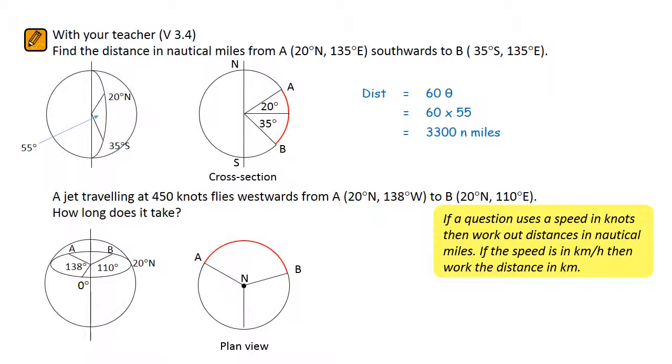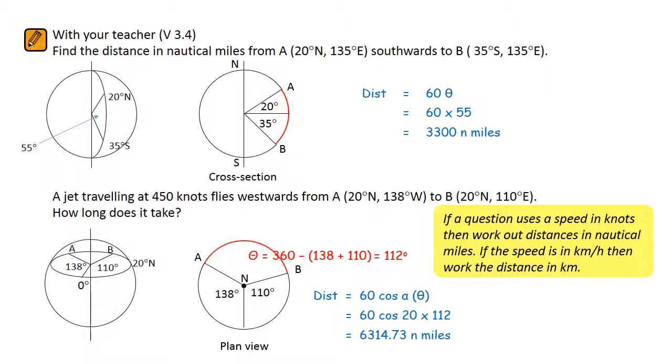B is 110 degrees east of the prime meridian, and A is 138 degrees to the west of the prime meridian. We are going to use the distance formula, distance equals 60 cos alpha times theta. Theta is the angle subtended by the travel, shown in red on the diagram. To find this angle, we're going to have to add together the two angles and then take them away from 360 degrees. Theta is equal to 112 degrees. Now we're all set to calculate the distance from A to B in nautical miles.